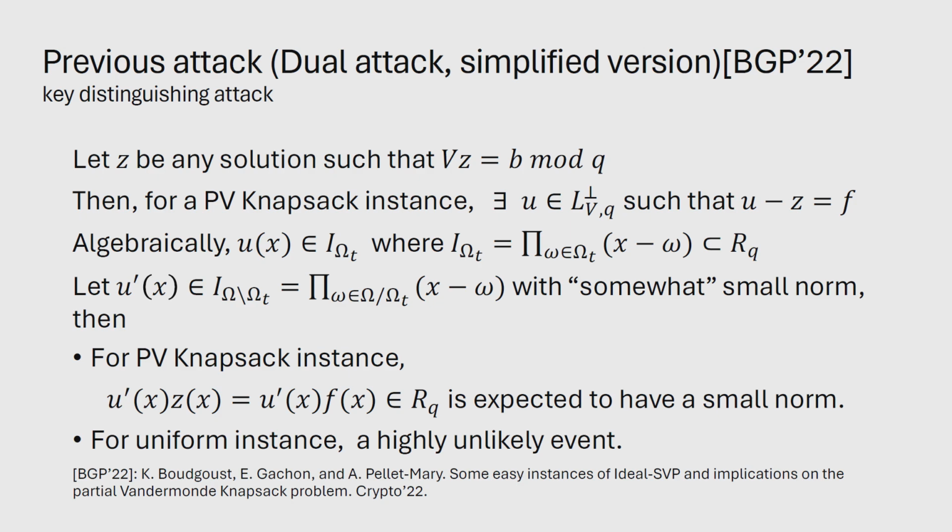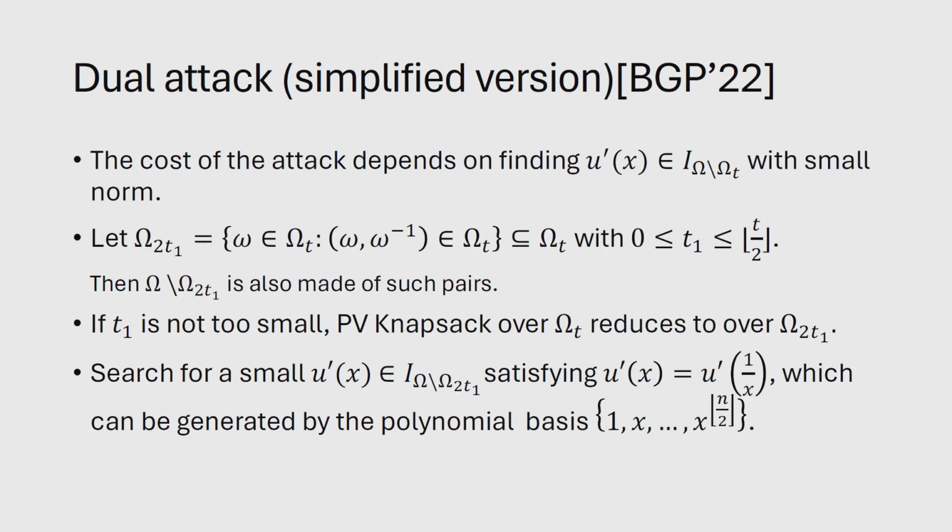Algebraically, this lattice vector belongs to the ideal, which is generated by the product of x minus little omega. If we can find some u prime in the complementary ideal of I omega t, which is small, then for a PV knapsack instance, this product of u prime with the target z is going to give a somewhat small element in the ring. But for a uniform instance, it's highly unlikely.